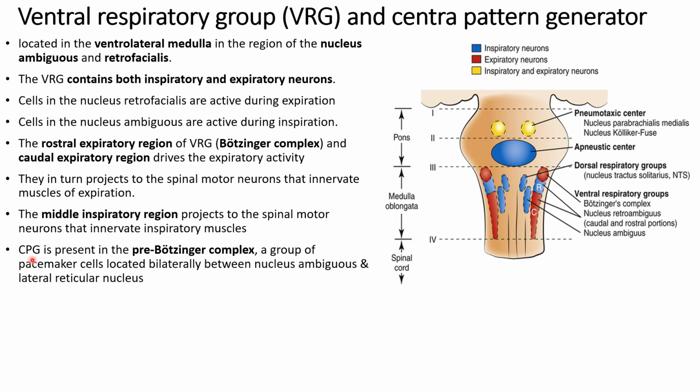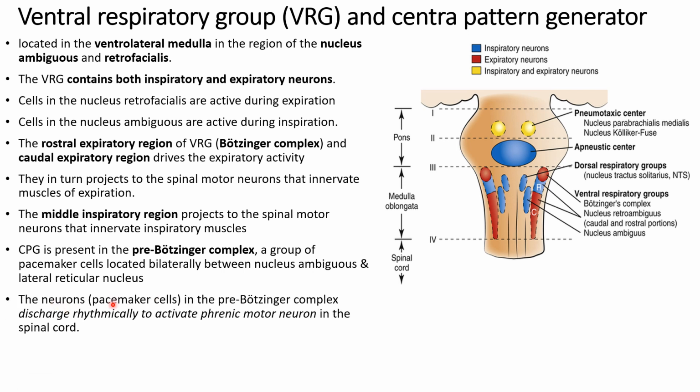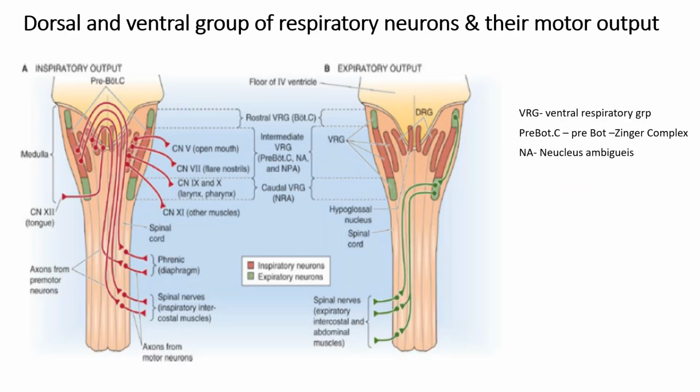Now, another one is called the central pattern generator. This is the pre-Botzinger complex, which is actually present around the Botzinger complex. Around this Botzinger complex, another complex of pacemaker cells is present over here. This is called the pre-Botzinger complex, between the nucleus ambiguus and the lateral reticular nucleus. These pacemaker cells in the pre-Botzinger complex discharge rhythmically to activate the phrenic motor neurons in the spinal cord, which produces the ramp signals or ramp generator, and this is called the central pattern generator.